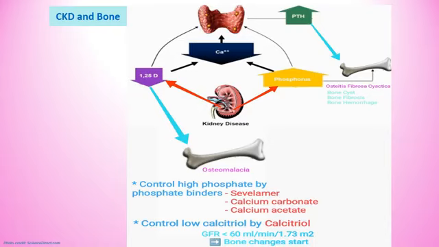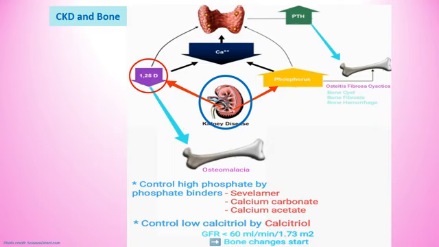This is the slide showing CKD and bone changes. Here we see a diseased kidney of chronic kidney disease. As we know, the kidney is the source of 1-hydroxylation of vitamin D. There will be less 1-hydroxylation in CKD. Thus, less 1,25-dihydroxycholecalciferol, that is calcitriol, will be formed. Less calcitriol will cause less calcium absorption from the intestine, which results in hypocalcemia.